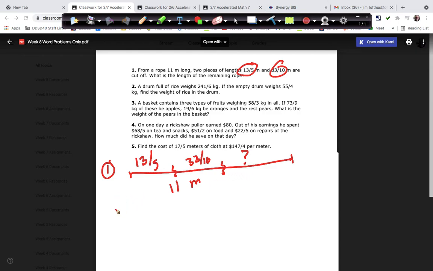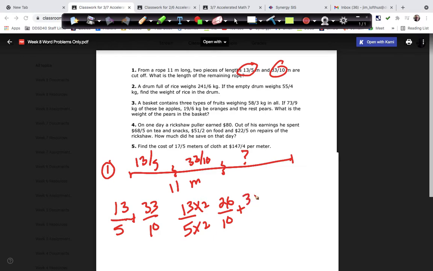So the plan is to add these together, 13/5 plus 33/10, and then subtract it from the 11. So we're going to have a common denominator of 10. So 13/5 is the same as 26/10 plus 33/10. 26 and 33 is 59/10. So then we're going to do 11 minus 59/10.